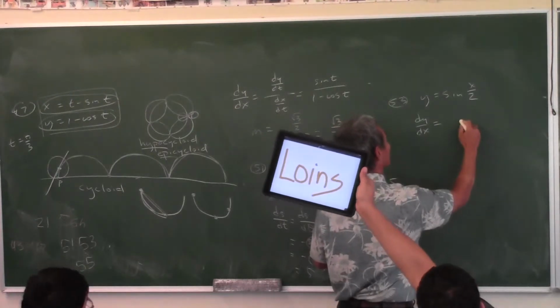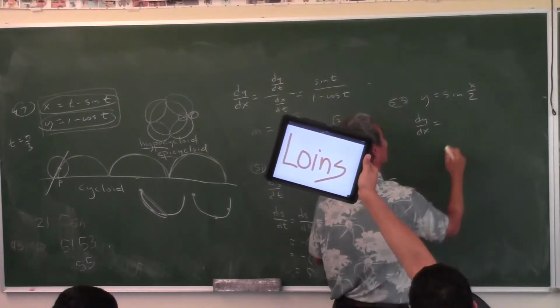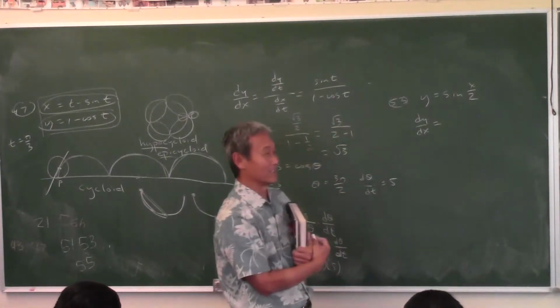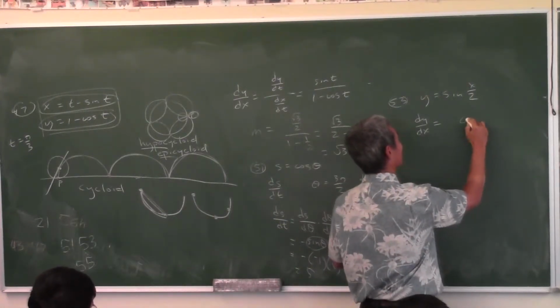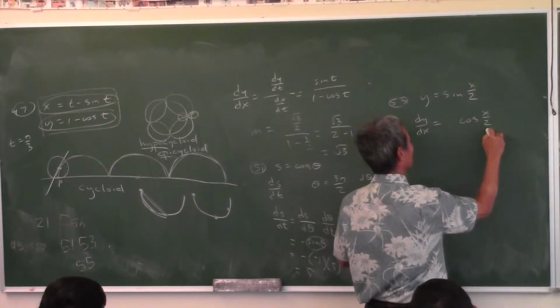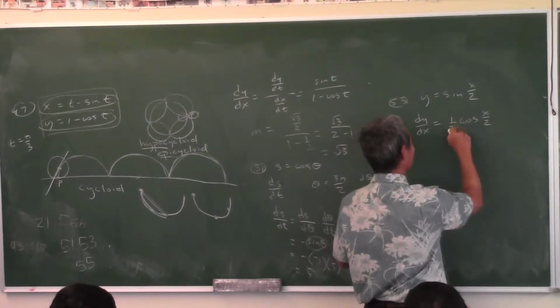Sine of x over 2, so square root? No half-angle identities. Just go: what's the derivative of sine of x over 2? Cosine of x over 2, times 1/2. You just say cosine times 1/2. Very good, that's it.